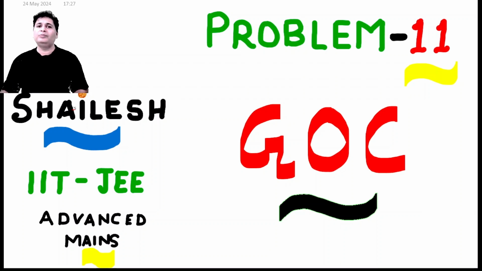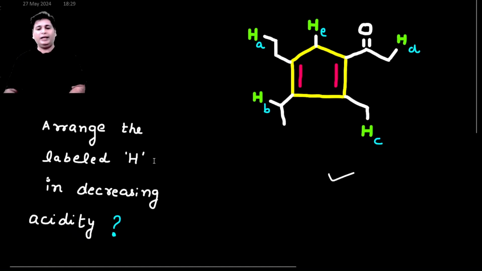We have already covered 10 problems in this series which encompass various topics like resonating structures, aromaticity, carbocations, carbanions, acidity, basicity. Basically we are covering the problems on general organic chemistry. So let us try to see what is there in our problem number 11.